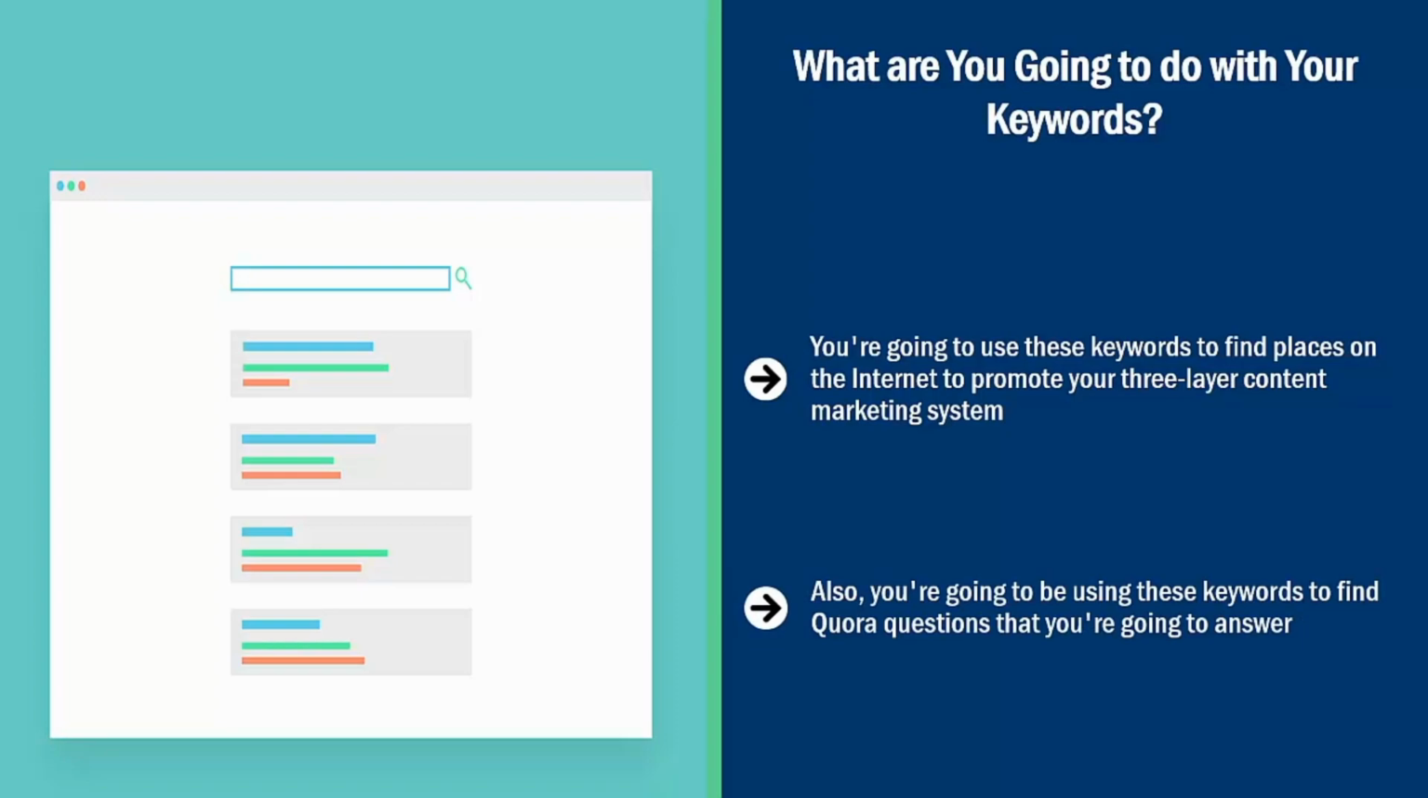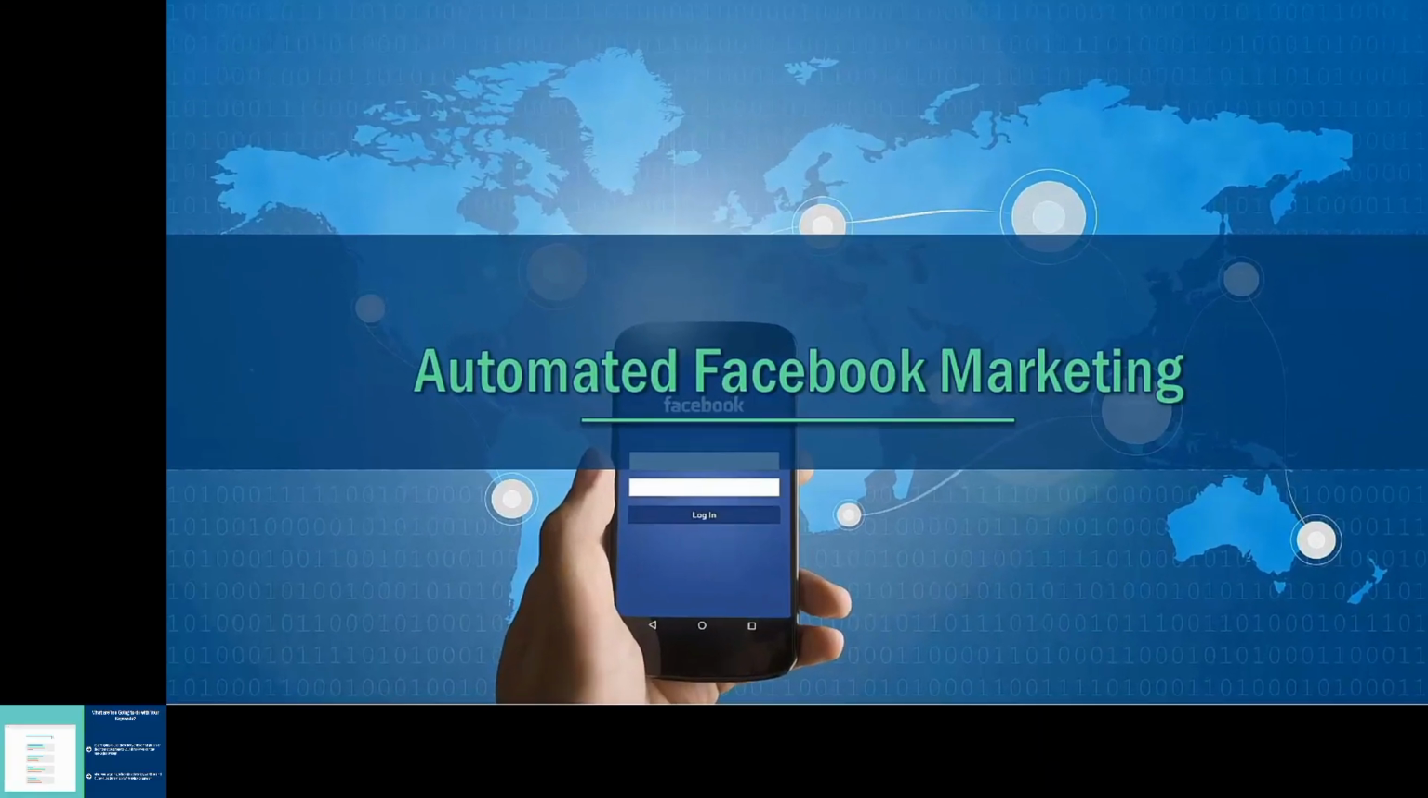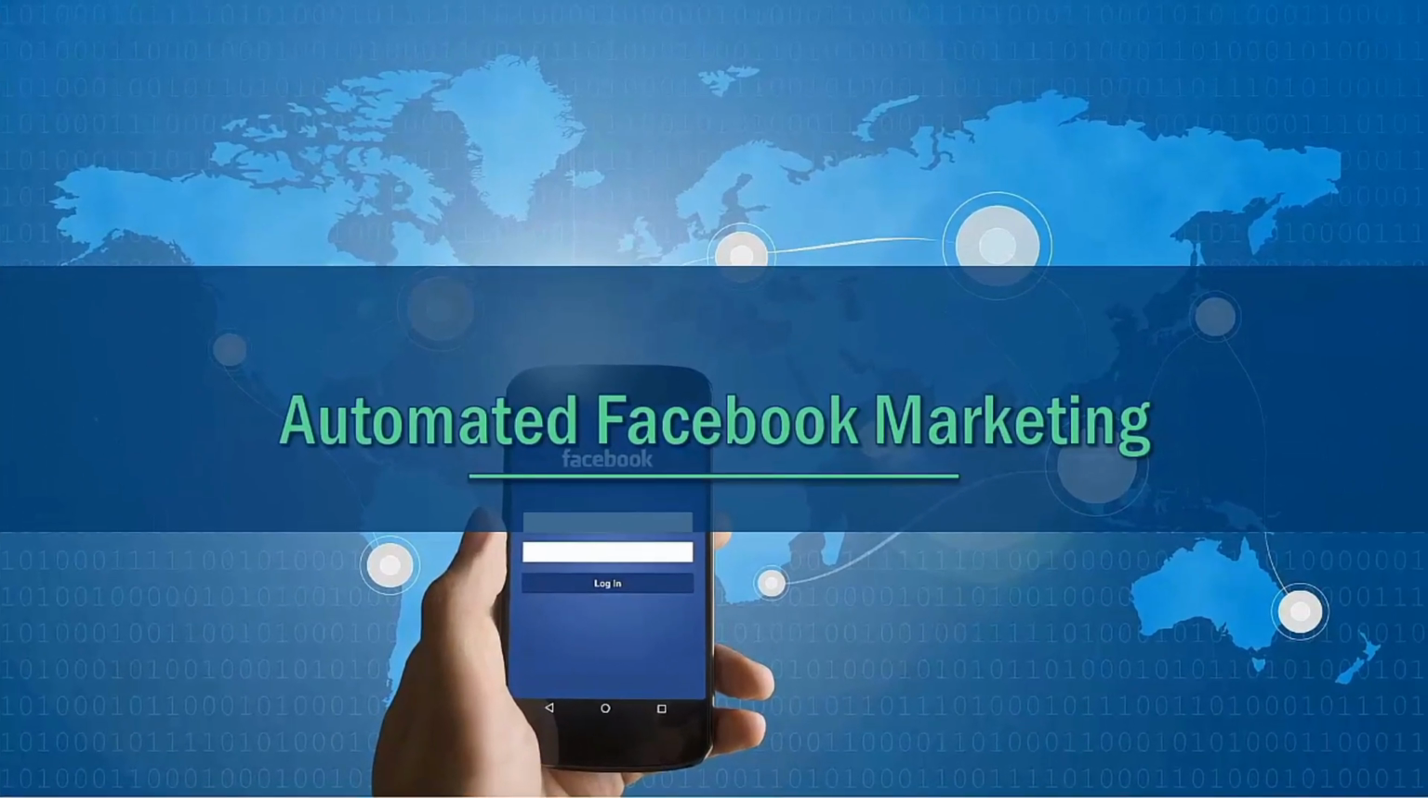You are also going to use these keywords to help guide you through the content creation process. You're going to incorporate some of these keywords into the content that you produce. Also, you're going to be using these keywords to find Quora questions that you're going to answer. You're also going to use these keywords to turn them into questions that you publish on Twitter. Follow the steps below to set up an automated marketing system using the Facebook platform.